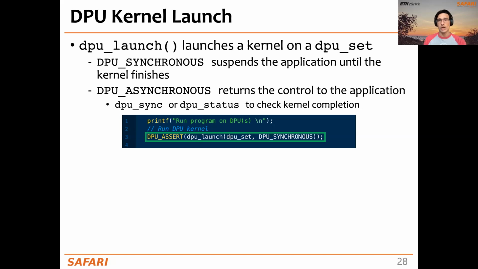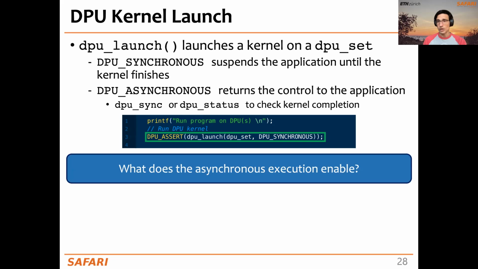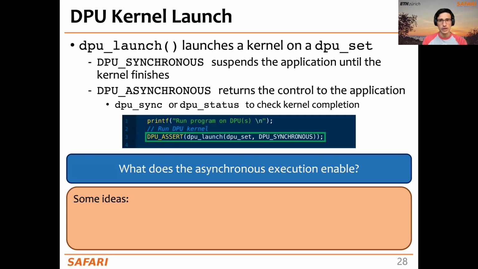And the second one is the asynchronous kernel launch, where the control returns to the application and the CPU threads can continue computing while waiting for the memory side to terminate the DPU kernel. The only thing, if we use asynchronous kernel launches, is that we will have to use either dpu_sync or dpu_status to check the kernel completion. Why can this asynchronous execution be useful? What does it enable? Some ideas that I would like to share.